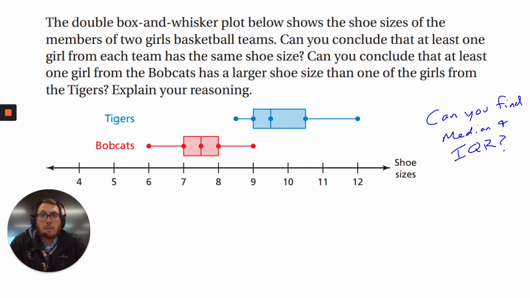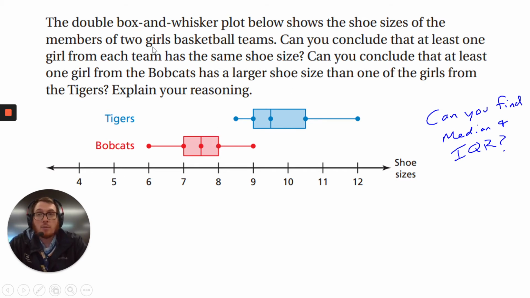This box and whisker plot also shows the shoe sizes of members of the two girls' basketball teams. So first off, if we just find the median and IQR, for the Tigers, the median appears to be 9.5. The IQR would be Q3 minus Q1, so 10.5 minus 9 would be 1.5. For the Bobcats, the median is 7, but the IQR would be 8 minus 7, which is 1.